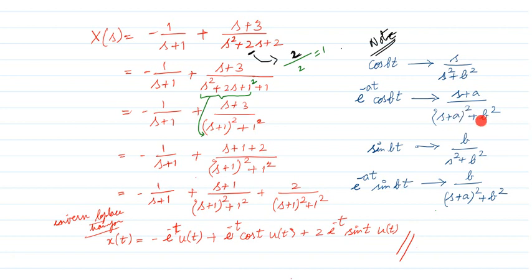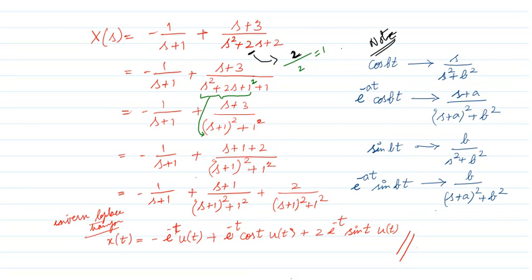Now if you compare this, it is s plus a whole square plus b square. In the numerator it should be s plus a, then only I can write it like this. If the numerator is s plus 3, how can I write s plus 1 plus 2? Yes, you can split this 3 into 1 plus 2. Based on the denominator a, here also I can put a, where a is 1. So s plus 1 plus 2 divided by s plus 1 whole square plus 1 square.